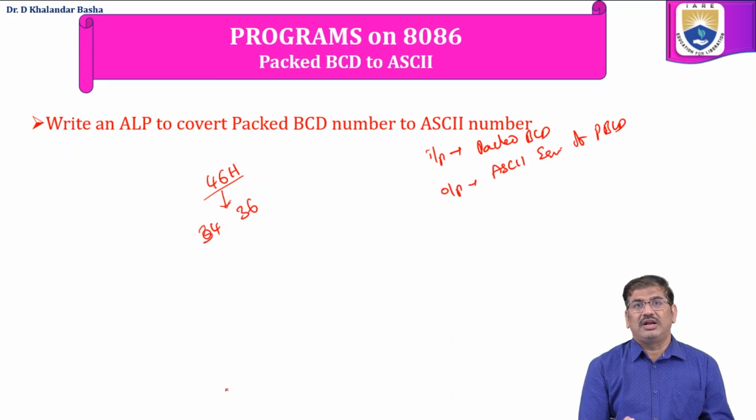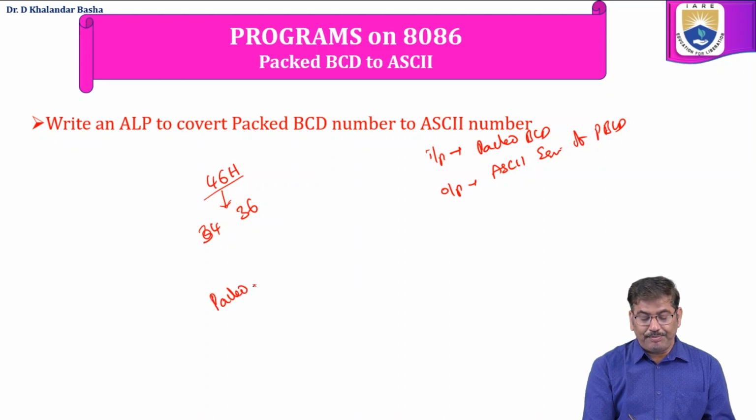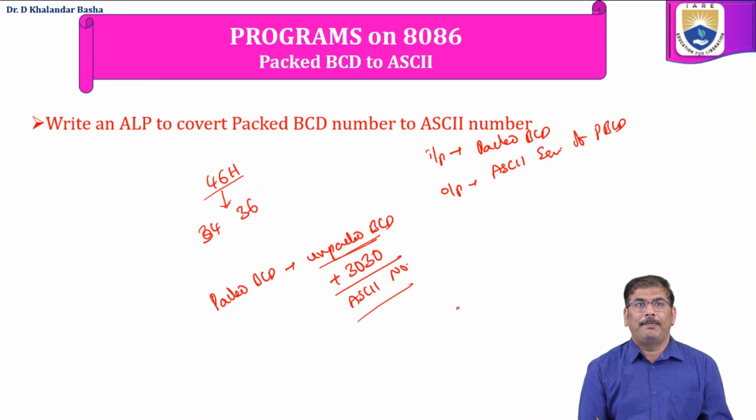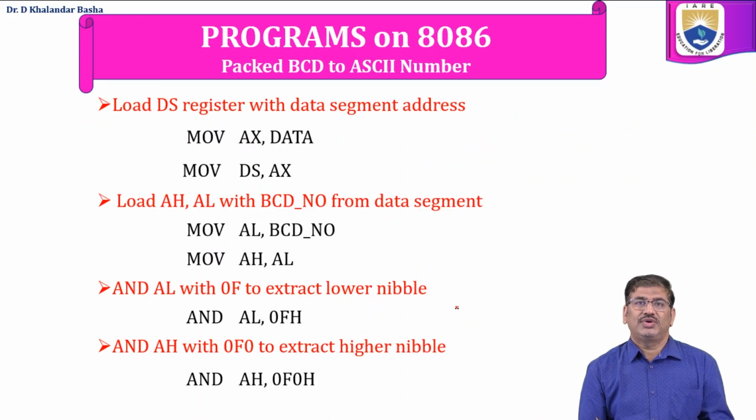So the procedure for converting the packed BCD into ASCII number is, first we will convert the packed BCD number into unpacked BCD number. To the unpacked BCD number which we got, we are going to add 3030H. When you add 3030H, the result which is produced is the ASCII number for the given packed BCD number.